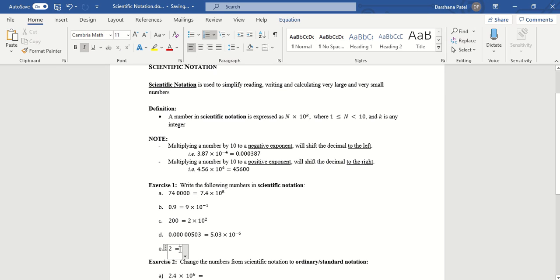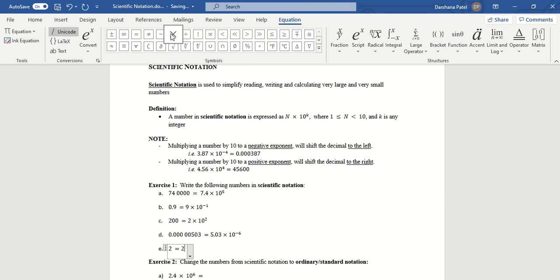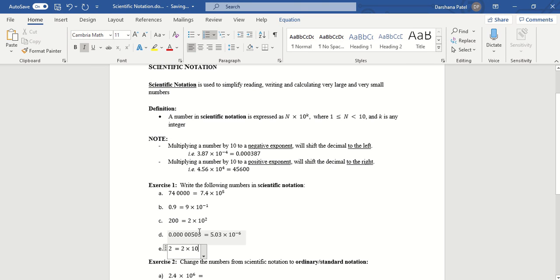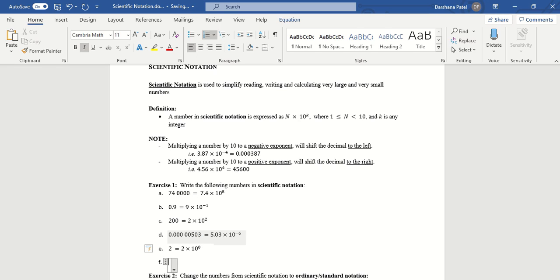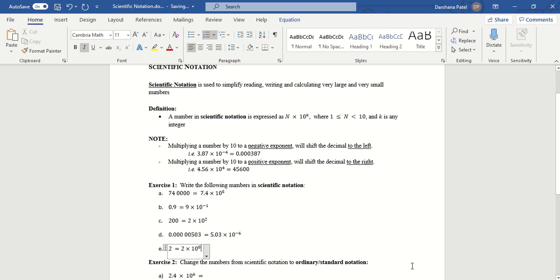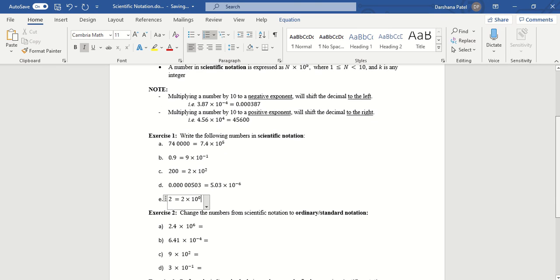Now 2. Again, it has no decimal. 2 is already between 1 and 10. So to express 2 as a scientific notation, we get 2 times 10 to the power of 0, because I did not move the decimal at all. Okay? Because 10 to the exponent 0 is 1. So 10 to the power of 0 is 1. 2 times 1 will be back to 2.